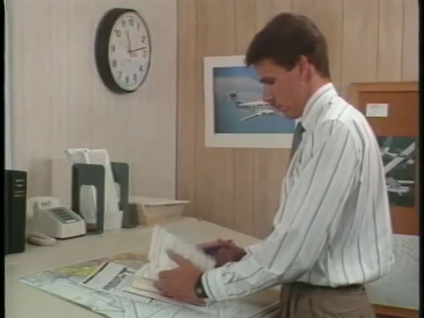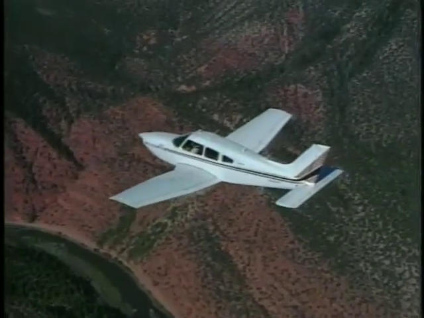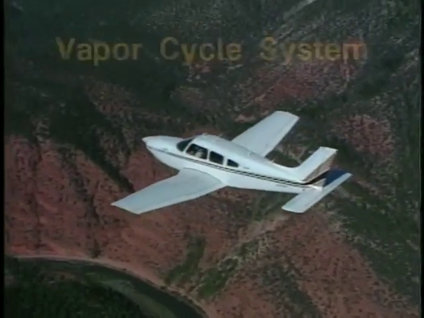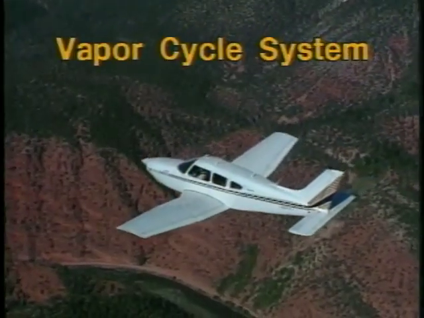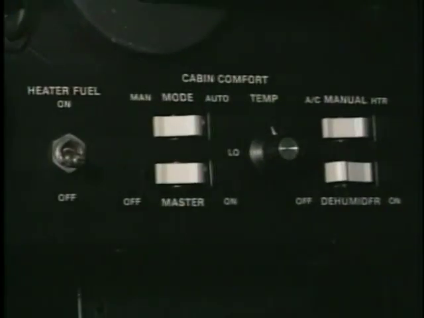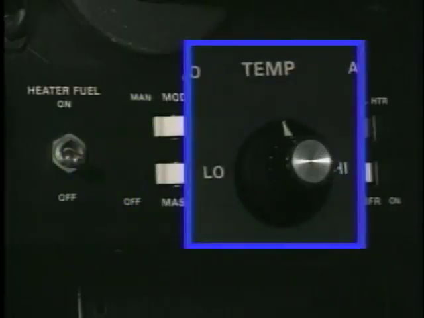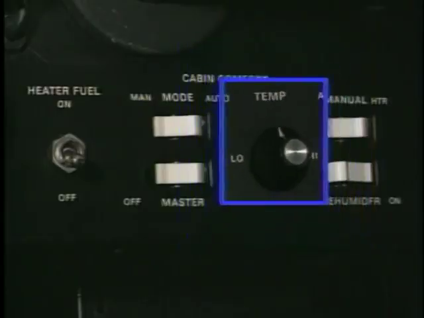But before you use any of the systems in your aircraft, you should consult your pilot's operating handbook. Let's begin with air conditioning systems. The most common type of air conditioner found on general aviation aircraft is a vapor cycle system. These systems are very similar in operation to the systems found in an automobile or refrigerator. To activate the system, controls are provided in the cockpit. Normally, these controls include an on-off switch, a thermostat control, and a fan control.